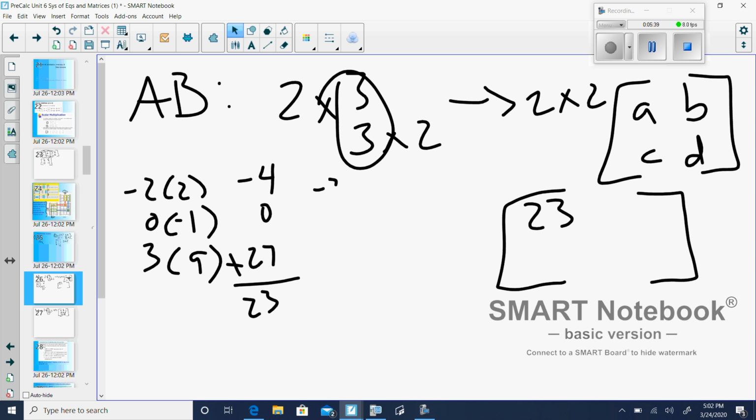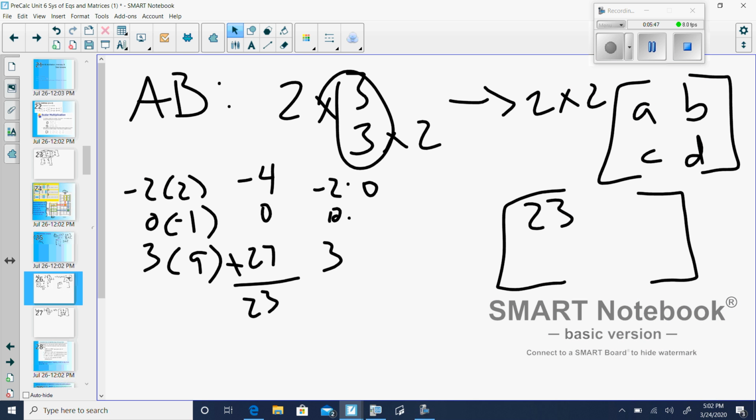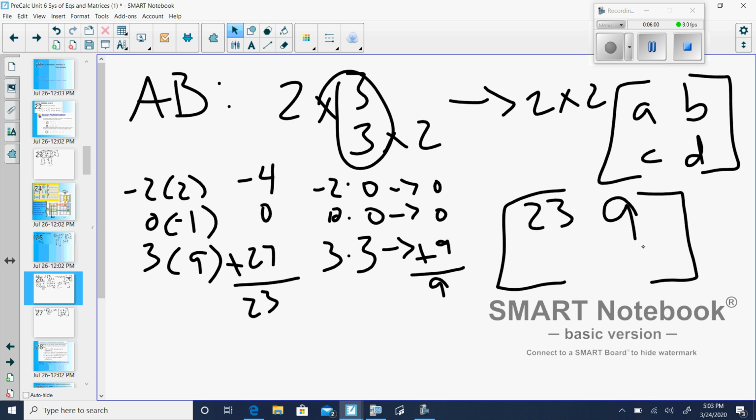Next thing we do is we repeat the rows of A, and we go to the second column of B. So that's going to be the 0, 0, 3. So what does that yield? 0 plus 0 plus 9 is 9. All right, now for our answer, we need C and D. We need this bottom row.